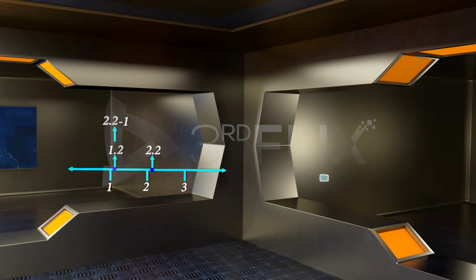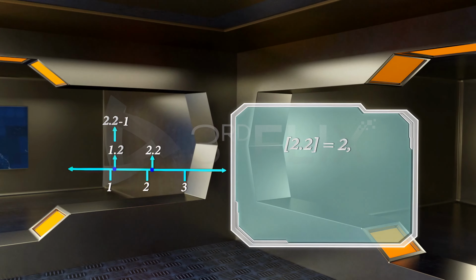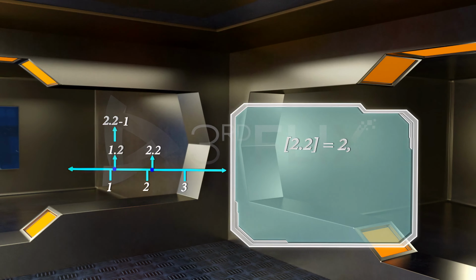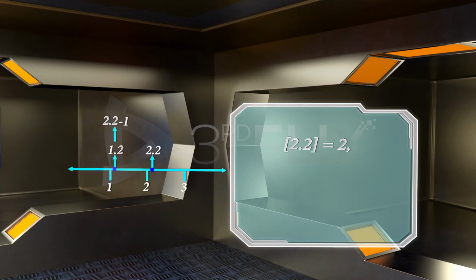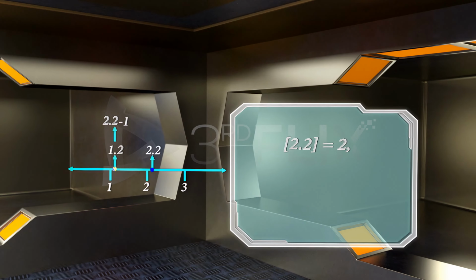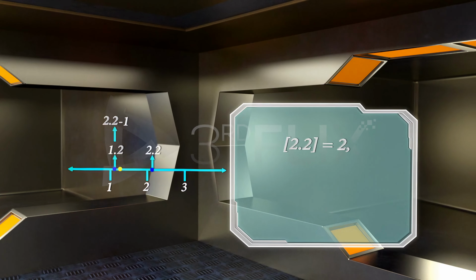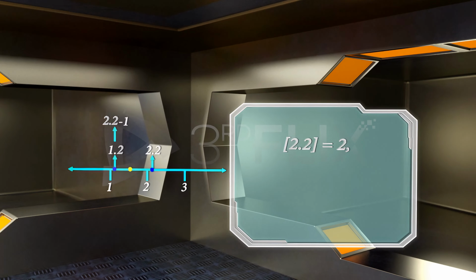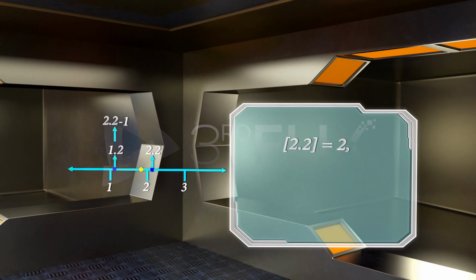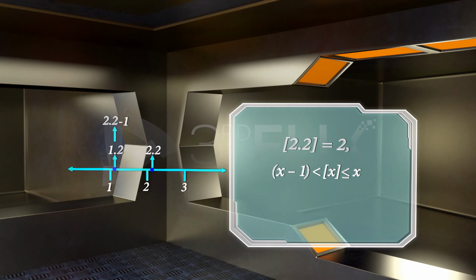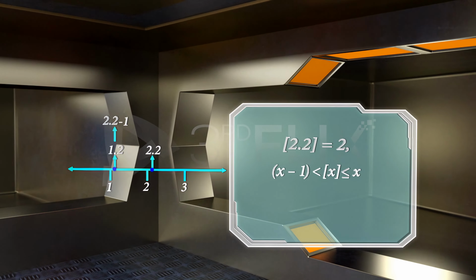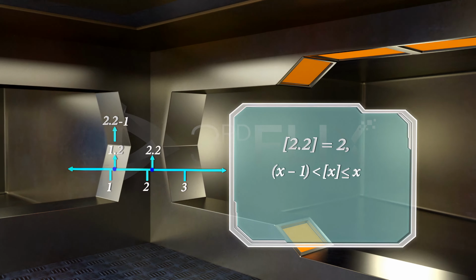The greatest integer function of 2.2 equals 2. Here, 1.2 is given by 2.2 minus 1. 2 lies in between 1.2 and 2.2. Hence, we can conclude that x minus 1 is less than the greatest integer function of x, which is less than or equal to x.